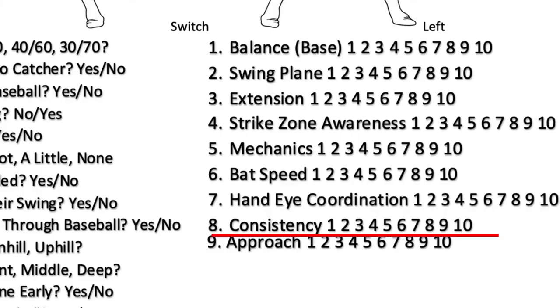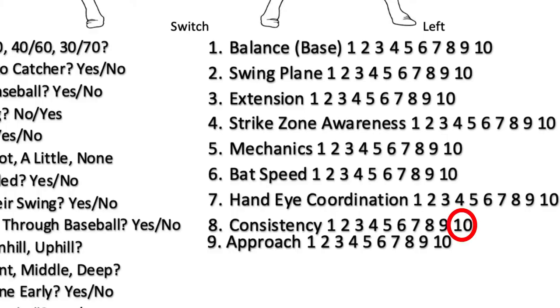The next one is consistency. And this is like hand-eye coordination. I want to know how consistent they are in getting the barrel to the ball and hitting it hard. If they can get the barrel to the ball consistently, then I would give them a 10. But if they struggle, I would give them a 1.